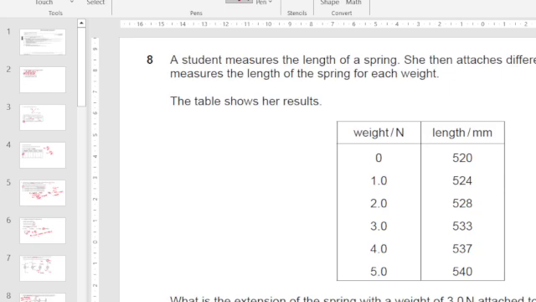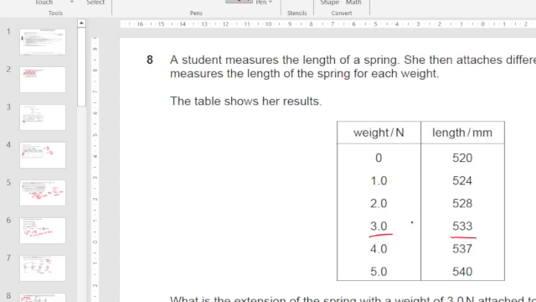And the eighth question: a student measures the length of the spring. She then attaches different weights to the spring. She measures the length of the spring for each weight. The result of her measurements is shown in the table. What is the extension of the spring with a weight of 3 Newton attached to it? So they are asking the extension of the spring when she is loading 3 Newton.